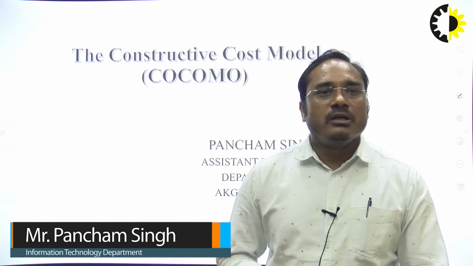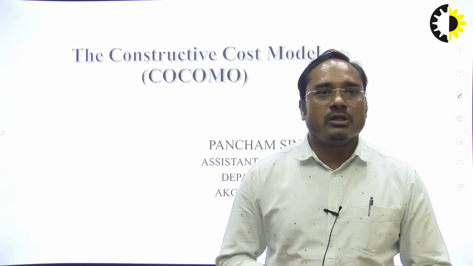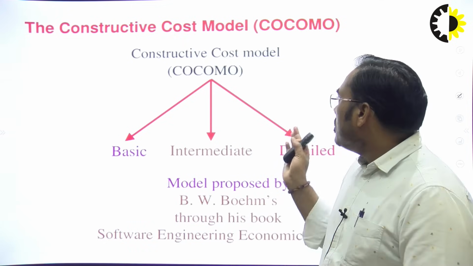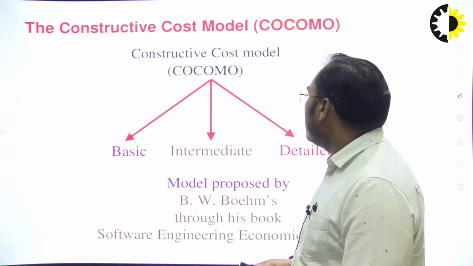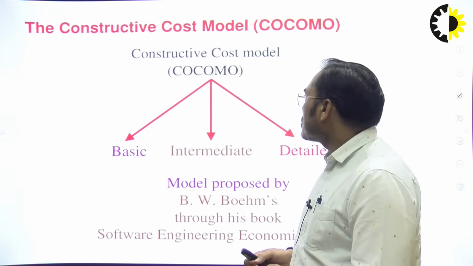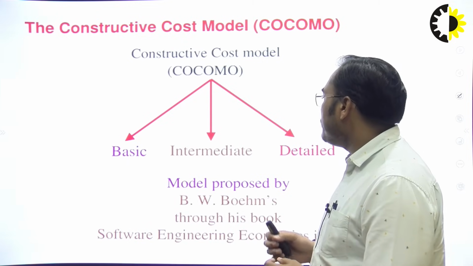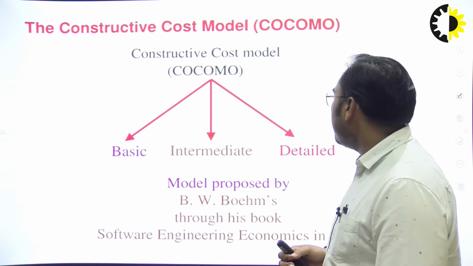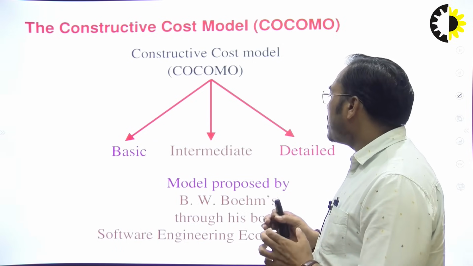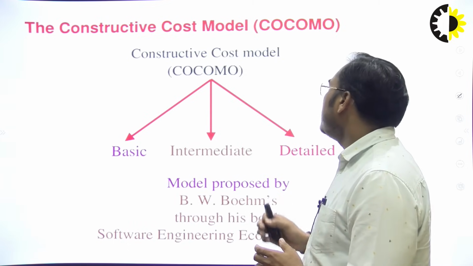I am going to deliver the fourth lecture on the constructive cost model. The constructive cost model is basically called the COCOMO model. In the COCOMO model, it is divided into three major categories: the first one is basic, the second is intermediate, and the third is detailed. So the model will calculate the cost of the project by using these three different categories.